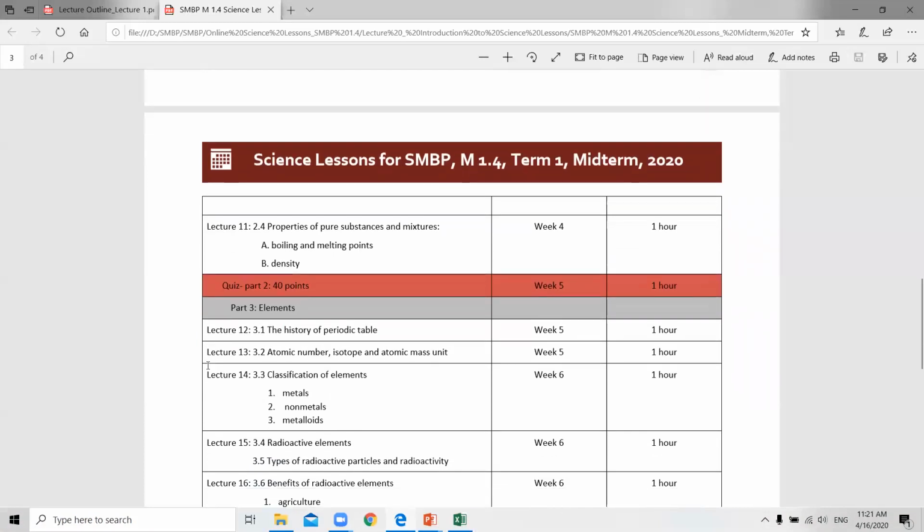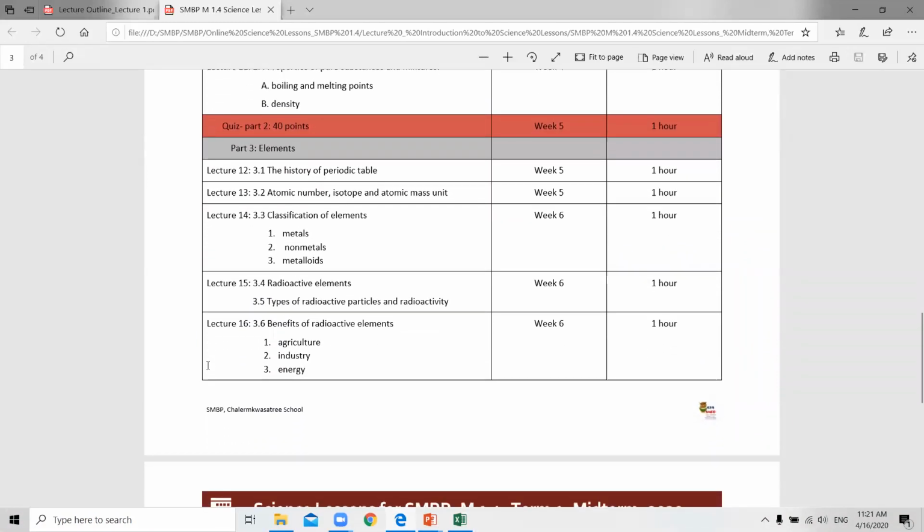Part 3 is all about elements. There we have to learn about the periodic table, which is one of the basic topics in chemistry. So we'll study the history of the periodic table. Then we'll learn about atomic number, isotope, and atomic mass unit. After that, we'll study the classification of elements, such as metals, nonmetals, and metalloids.